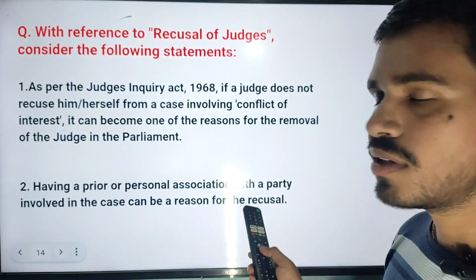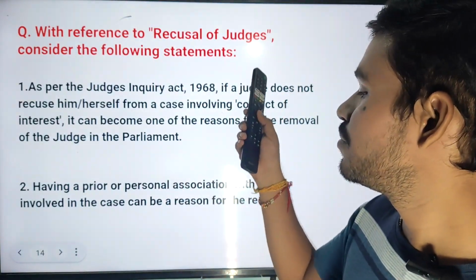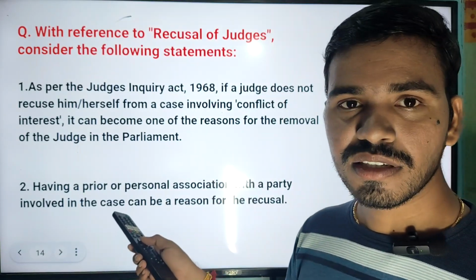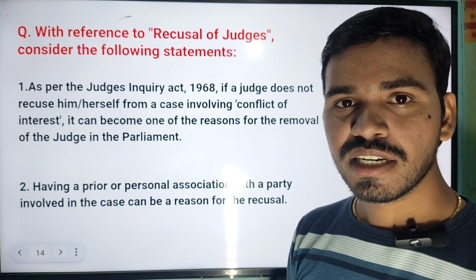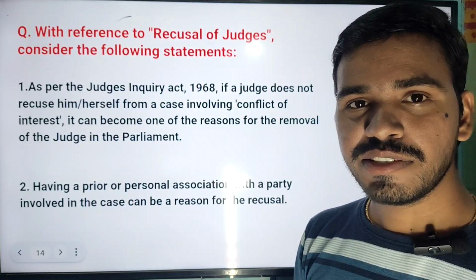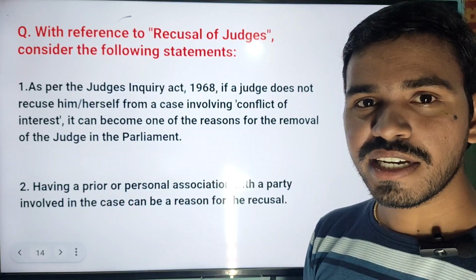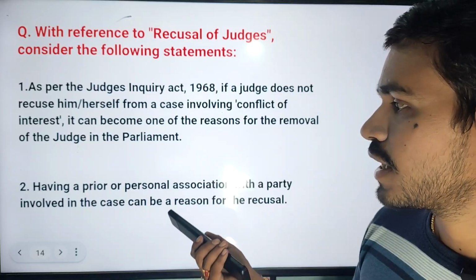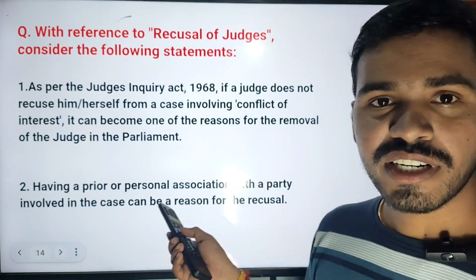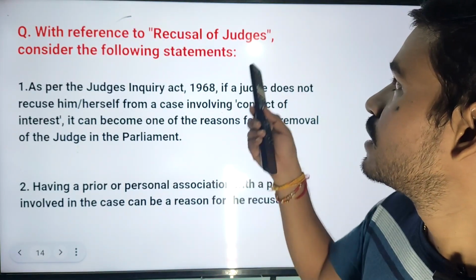So what is first of all recusal? The recusal of a judge means having a prior or personal association with the party involved in the case. So there is a case given to any judge. So in that case, his families or friends or his business may be included. In that case, he himself can leave that case by saying that I have a conflict of interest in this case, so that's why I am recusing from this case.